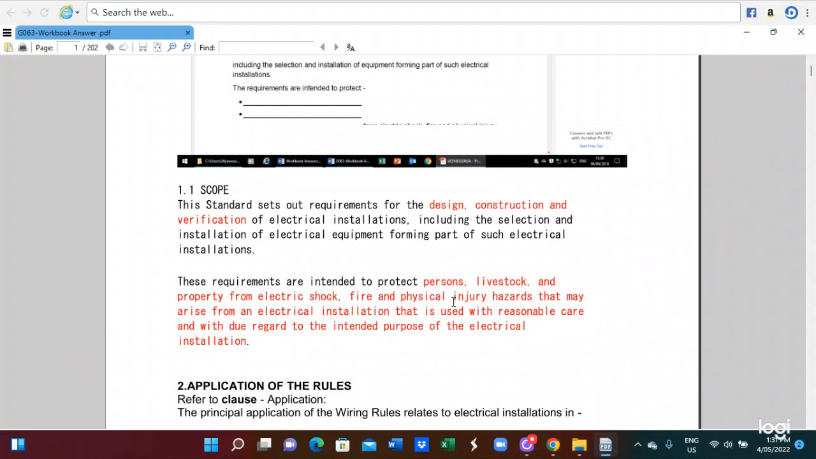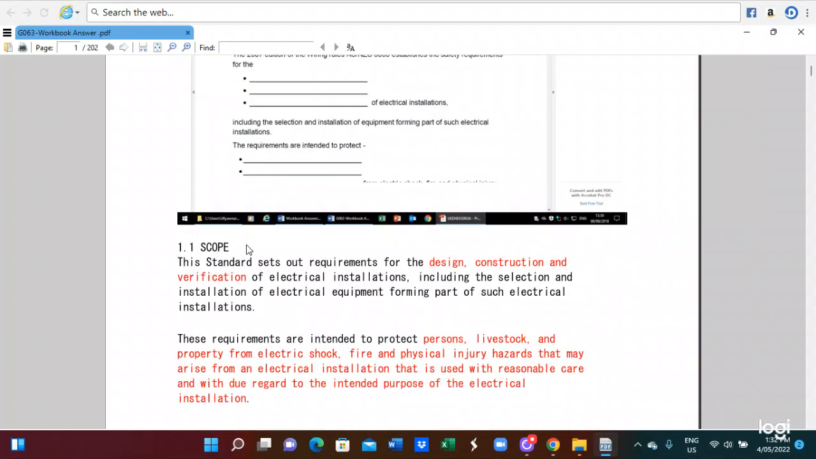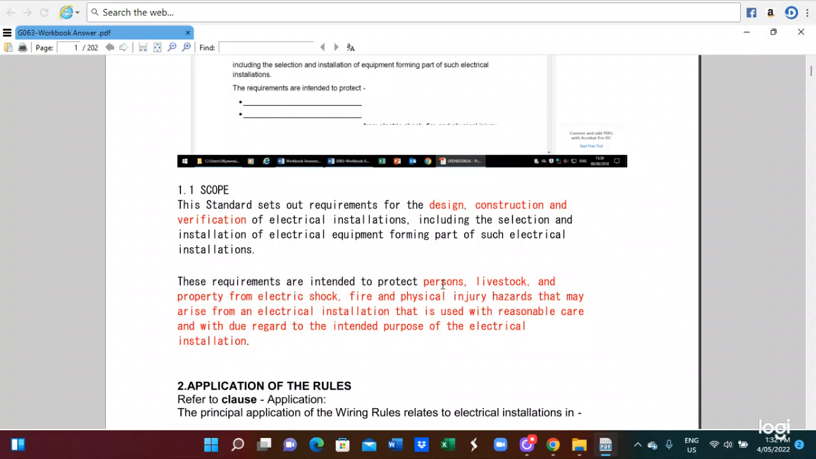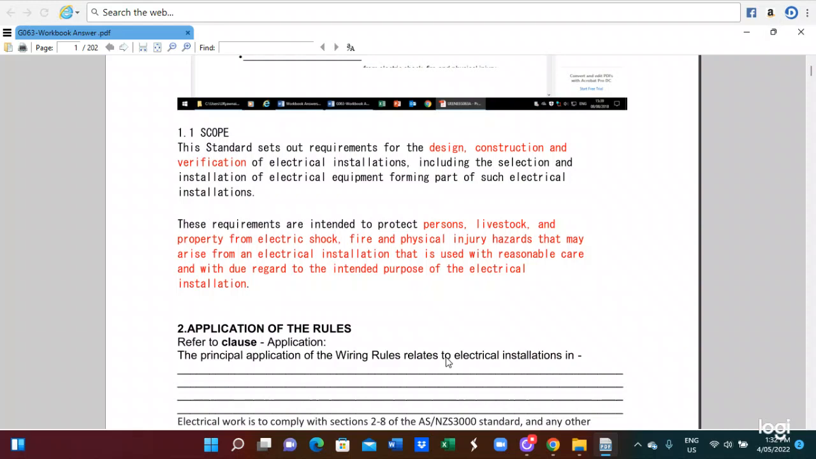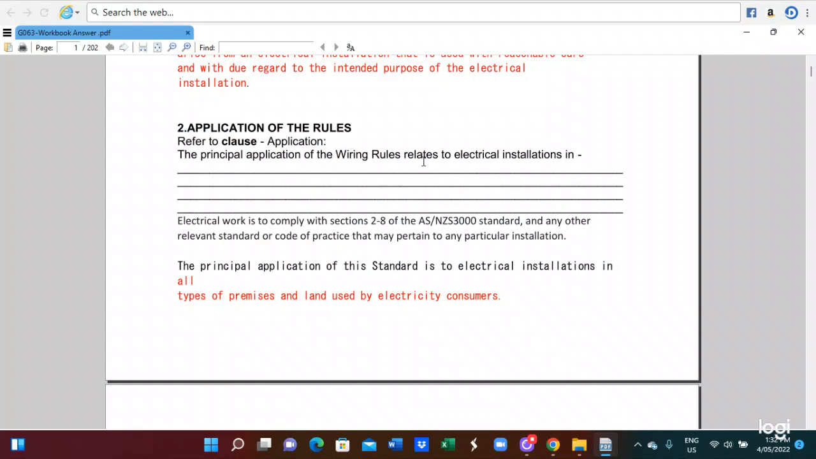Firstly, the scope and purpose of the wiring rules. In this case, we have to read the scope. The standard sets out the requirements for the design, construction, and verification of electrical installations, including the selection and installation of electrical equipment forming part of the electrical installation. These requirements are intended to protect persons, livestock, and property from electric shock, fire, and physical injury hazards that may arise from an electrical installation that is used with reasonable care with regard to its intended purpose. This is the application of the wiring rules, the principal application of the wiring rules. Those are the answers.